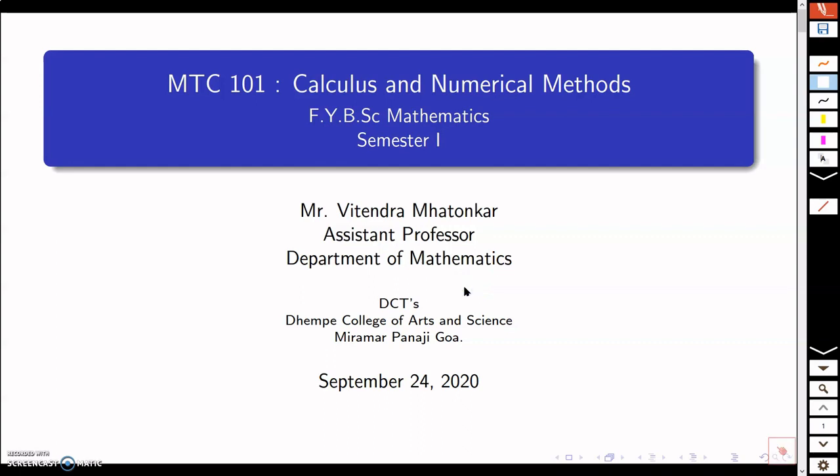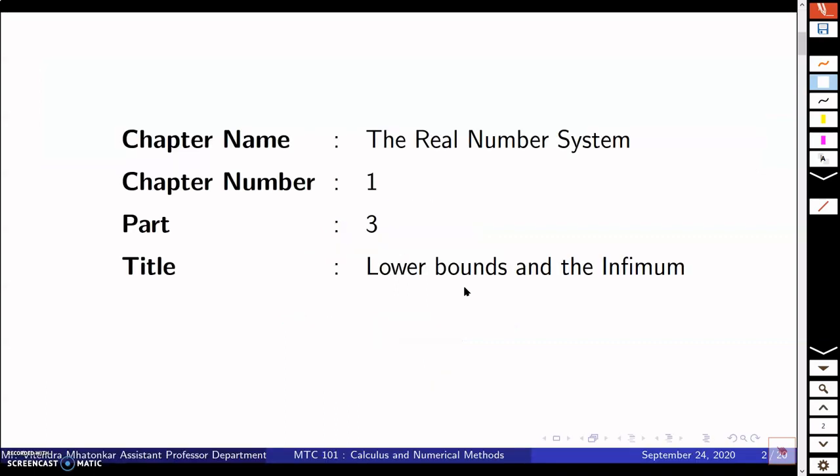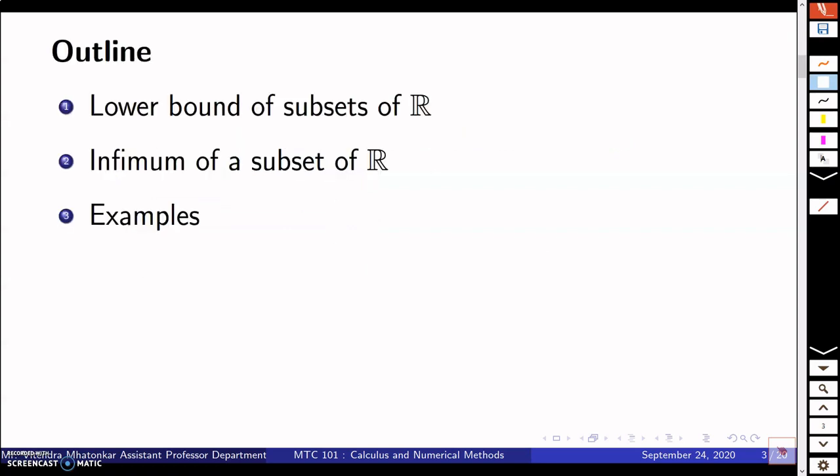Hello everyone, welcome to the series of lectures on the course Calculus and Numerical Methods. This is part 3 of the first chapter, the real number system, and the title is Lower Bounds and Infimum. Outline: lower bound of subsets of R, infimum of subsets of R, and examples of lower bounds and infimum of subsets of R.